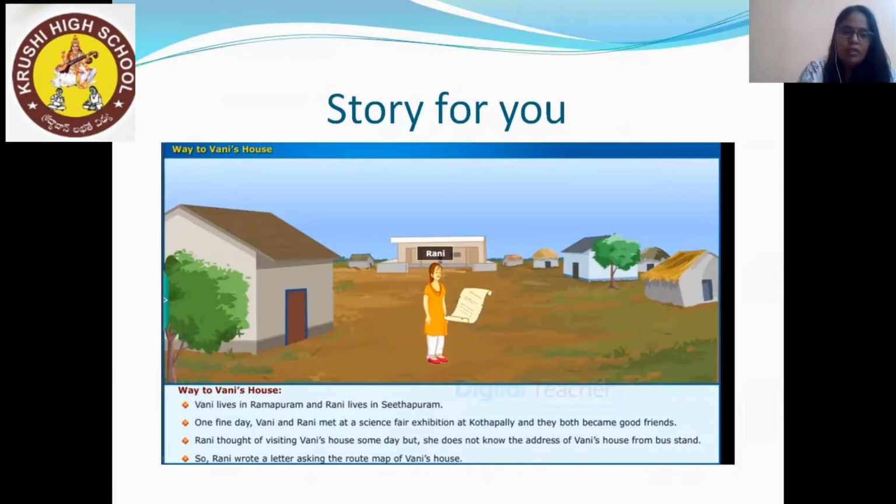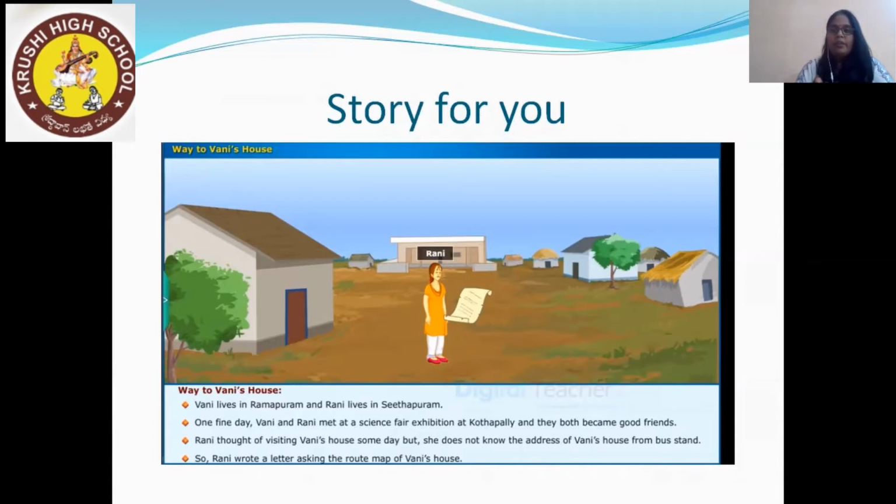Okay, so, way to Vani's house. Vani lives in Ramapuram and Rani lives in Sitapuram. It's very clear, so there is nothing much to explain about it. One fine day, Vani and Rani met at a science fair exhibition at Kottapalli and they both became good friends. Rani thought of visiting Vani's house someday, but she does not know the address of Vani's house from the bus stand. So Rani wrote a letter asking for the route map to Vani's house.